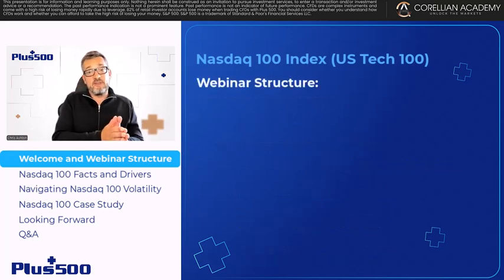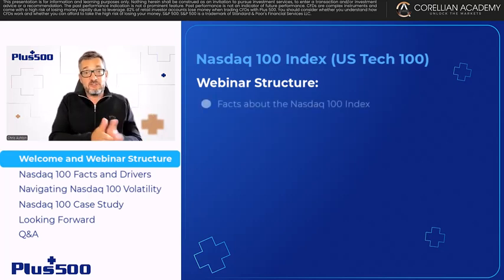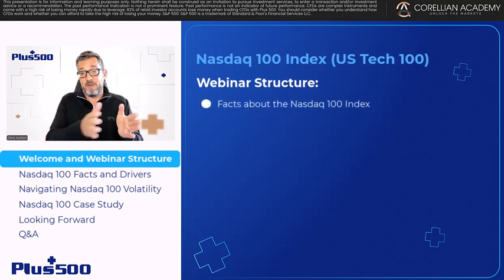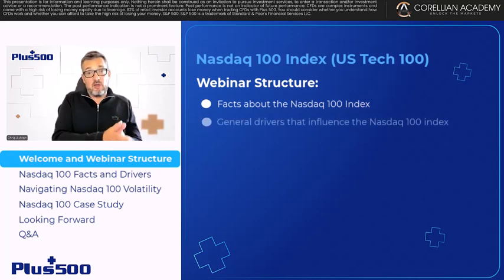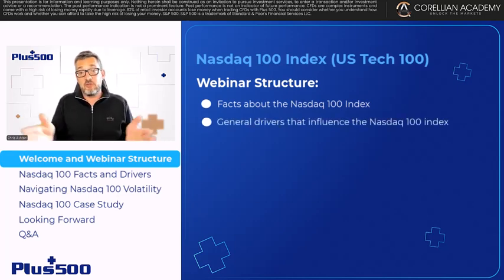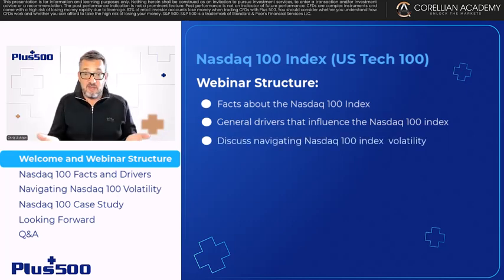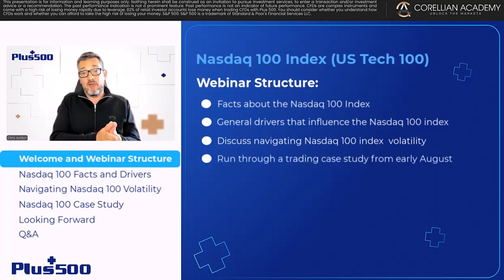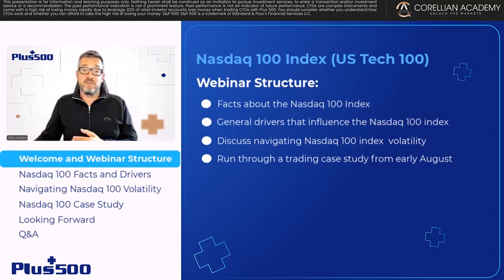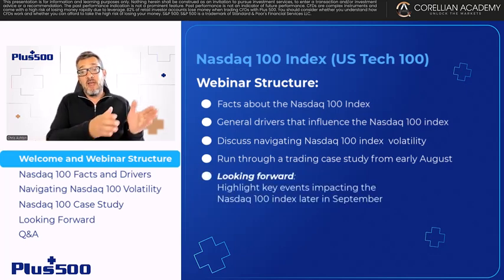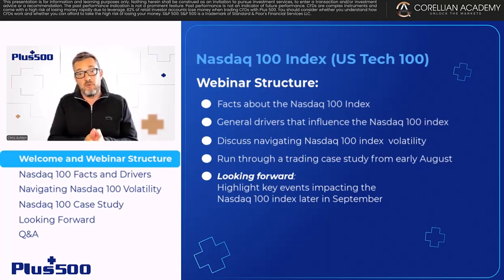Now, let's look at what we'll be discussing in today's webinar. First, I will briefly run through some of the important facts about the Nasdaq 100 index. Next, I'll identify some of the general drivers that could influence its price when you are trading it. Then I'll discuss volatility within the index and outline some things traders can do to navigate these volatile markets. From this point, I'll run through a case study of the Nasdaq 100 from early August, and then I'll finish the presentation by highlighting some of the key events later in September that are likely to influence the direction of the Nasdaq 100 moving forward.